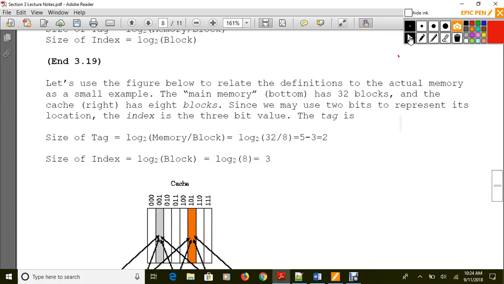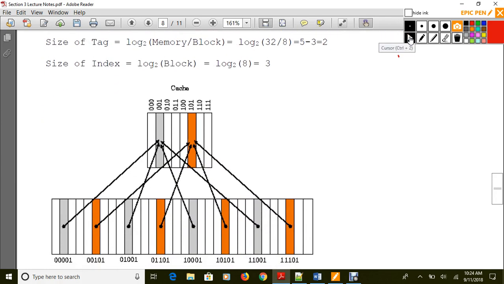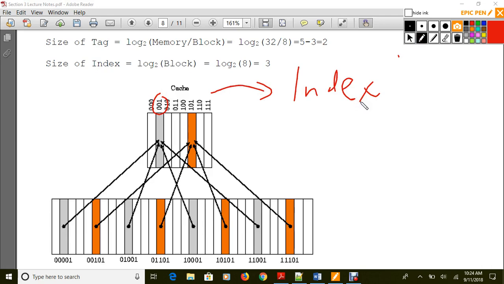Okay, and then this is a diagram where I actually showed just the exact thing here. So here, 001, remember that's our index. Anytime any value that ends in 001, so that could be 1, it could be 9, it could be 25 (16 plus 8 is 24, 25), anything that ends in 001 will be swapped in here.